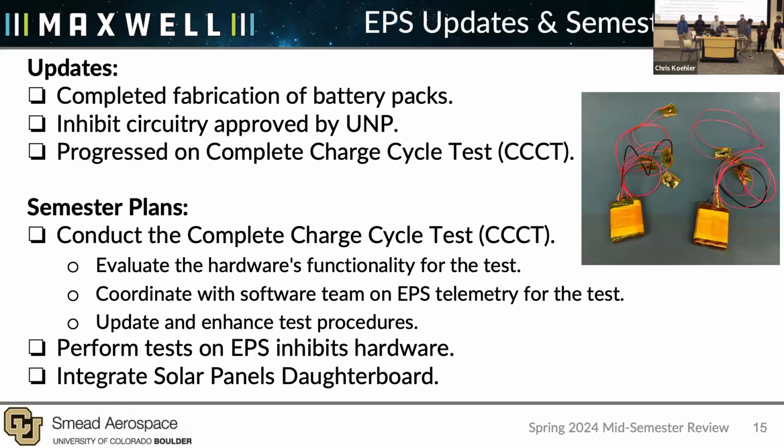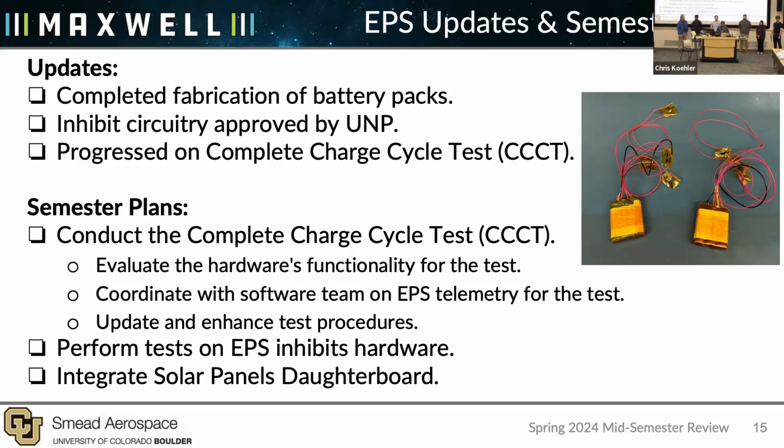As for the EPS, which stands for the electrical power subsystem, we have completed the fabrication of the battery packs, as you can see on the image. Then we have gotten approval by the UNP, which is one of our shareholders, to approve the inhibit circuitry. And we have progressed on the complete charge cycle test, which is one of the big tests to complete this semester. And the plan for the semester is to finish the complete charge cycle test.